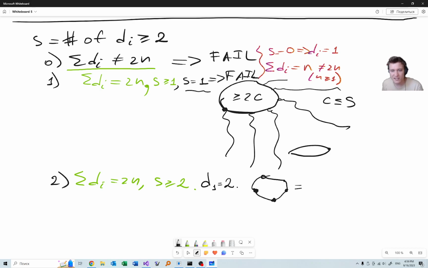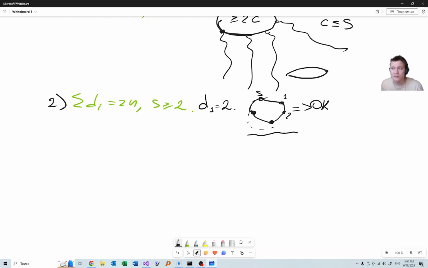So in this case we put all these vertices into one big cycle, and actually there are just no leaves left. Yeah, because the sum of degrees should be 2n, and we already have 2n. If we have some extra leaves, then the sum of degrees will be less than 2n. So the skeleton will be this cycle, and the graph also will be this cycle.